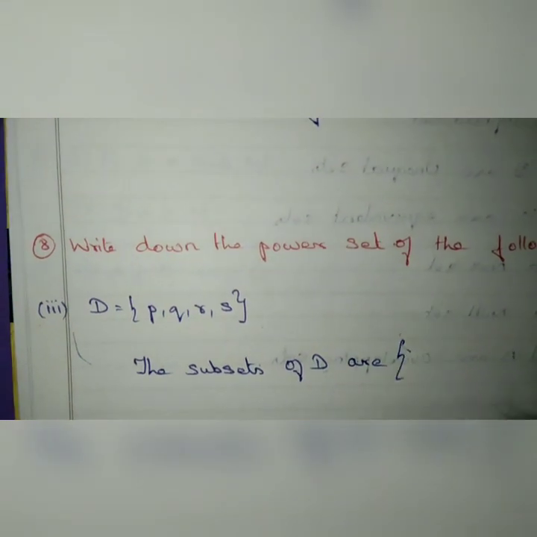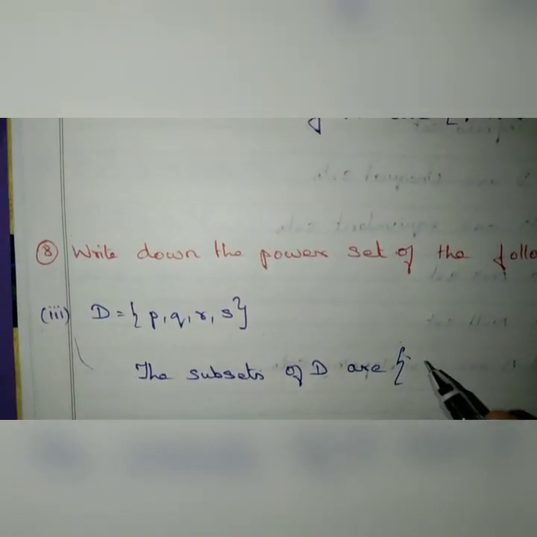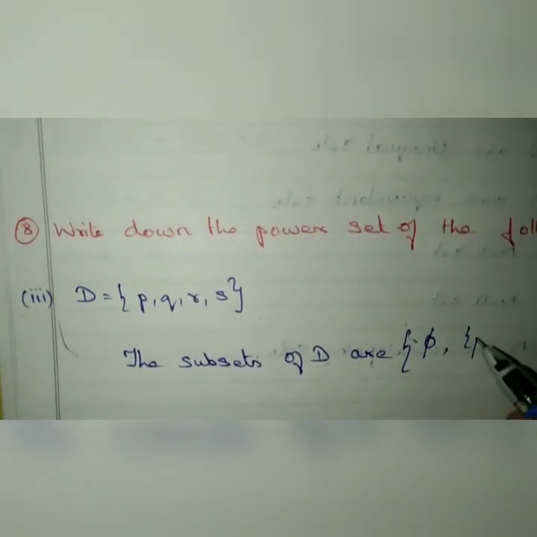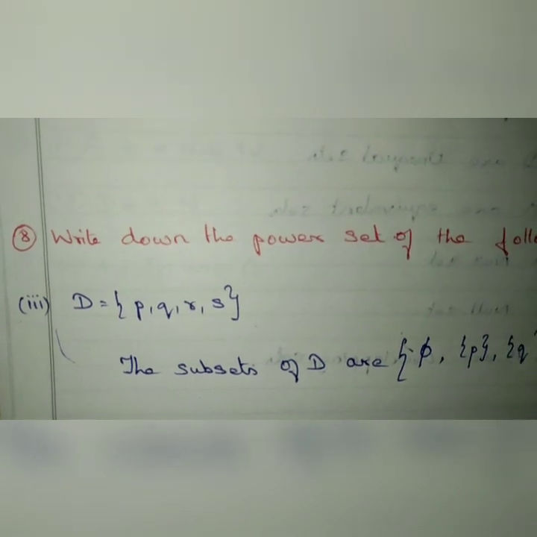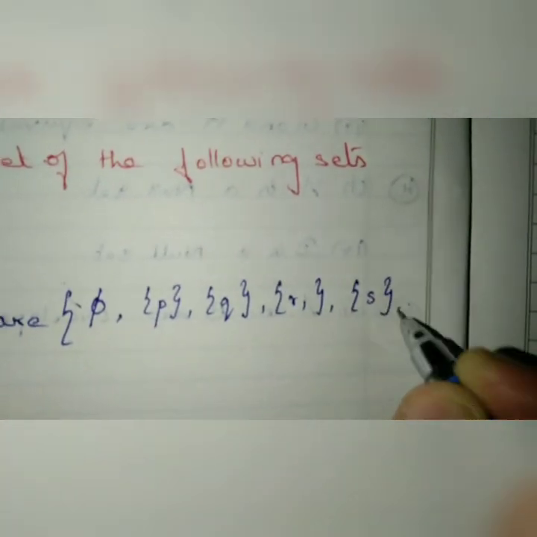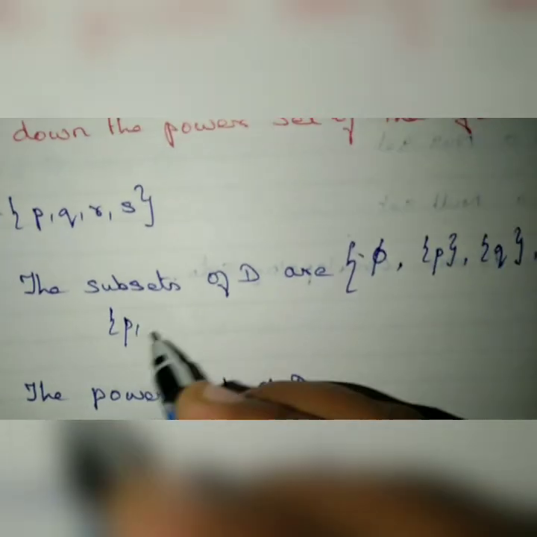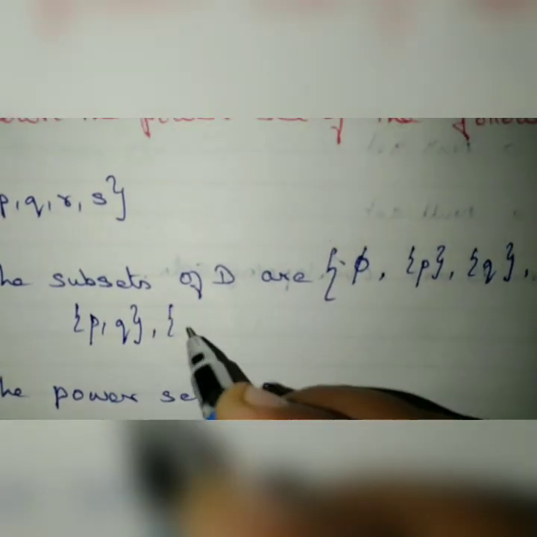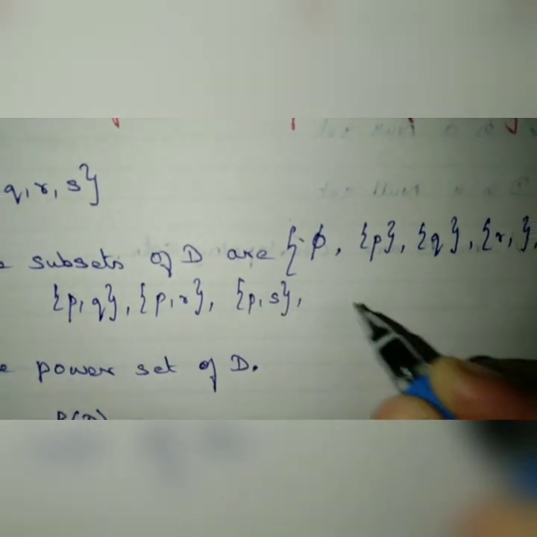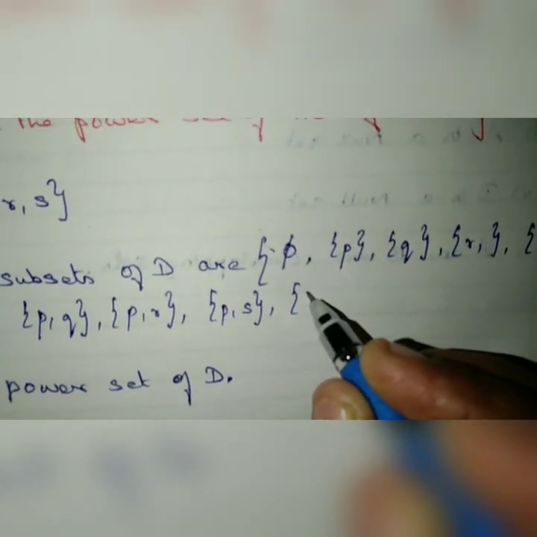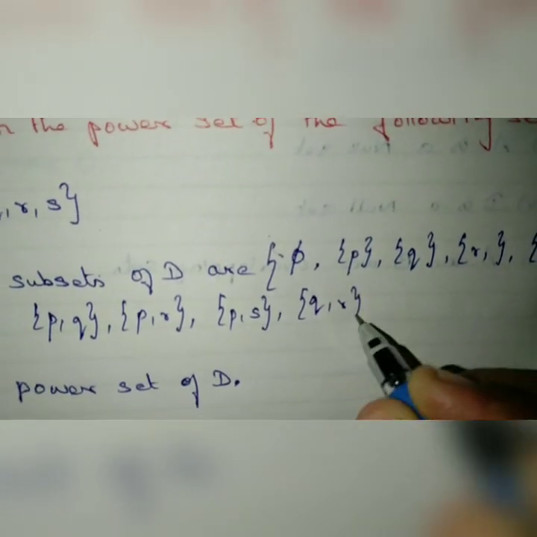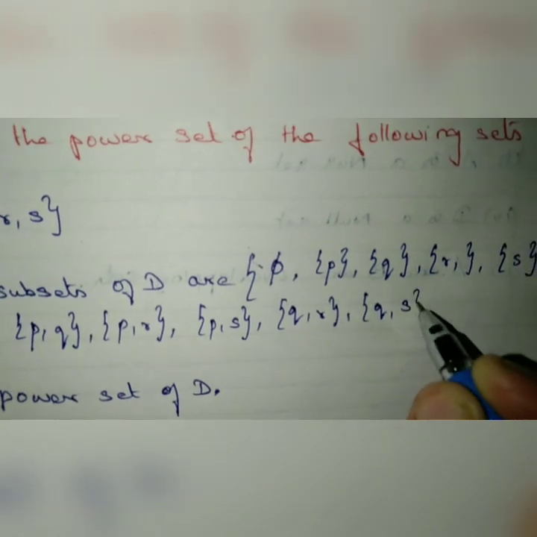So first you put a big bracket. This is the bracket for the set. First one is ∅. What is that? The empty set. Then the individual elements: set {P}, set {Q}, set {R}, set {S}. Then 2 sets together: {P, Q} together, comma, {P, R} together, {P, S} together. Then it starts with Q. When you take QP, PQ and QP are the same. So {Q, R} together, {Q, S} together.